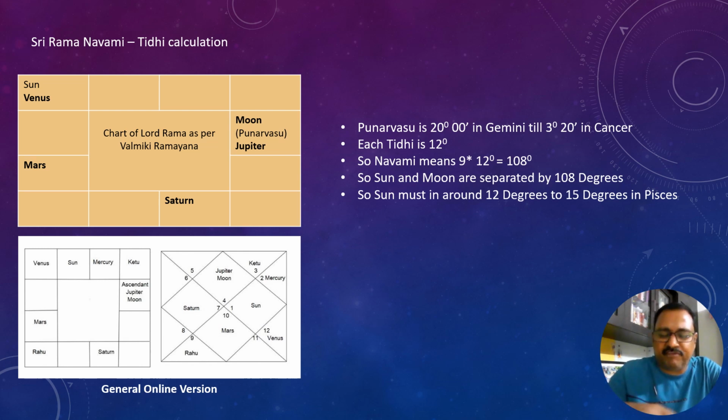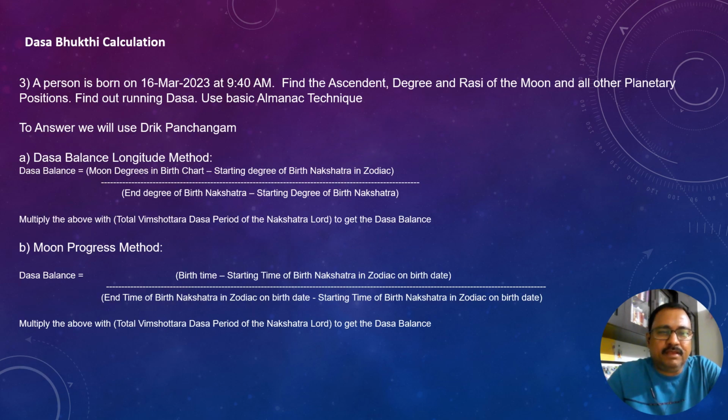So always verify a chart using the Tithi calculations. Now moving on to the next topic, how do we calculate the running dasa of a person? We told you a person is born in a specific nakshatra. That means there will be a ruling planet, and the ruling planet's dasa is the first dasa the person is going to get when he is born.